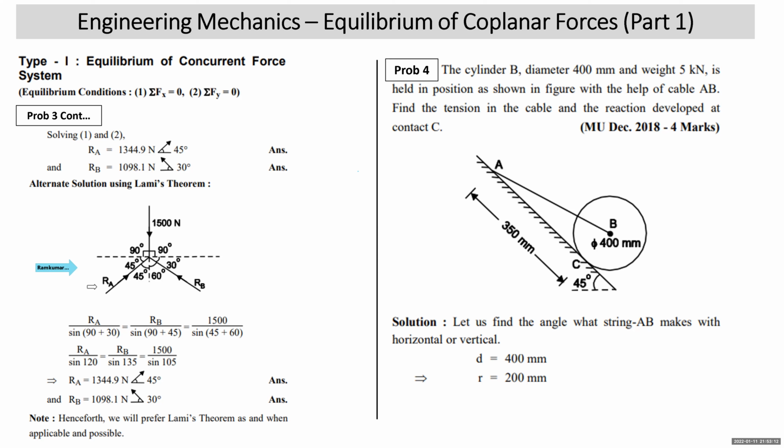How we apply Lami's theorem? RA upon sine this angle between the other two, 90 plus 30. RB upon this angle, sine 90 plus 45. 1500 upon this angle, sine 45 plus 60. So RA upon sine 120, RB upon sine 135, 1500 upon sine 105. If you solve this equation using your calculator, RA and RB, you'll get the same answer what we got over here.